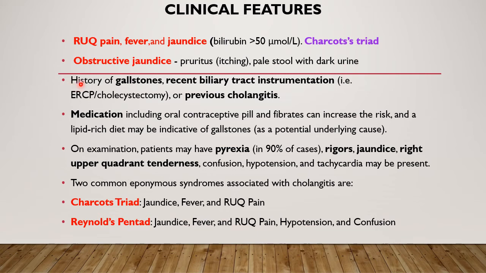Usually, there may be a history of gallstones, recent biliary tract instrumentation such as ERCP or cholecystectomy, or previous history of cholangitis. So this must be carefully elicited from the patient's past medical illness. Medications including oral contraceptive pills and fibrates can increase the risk of cholangitis.